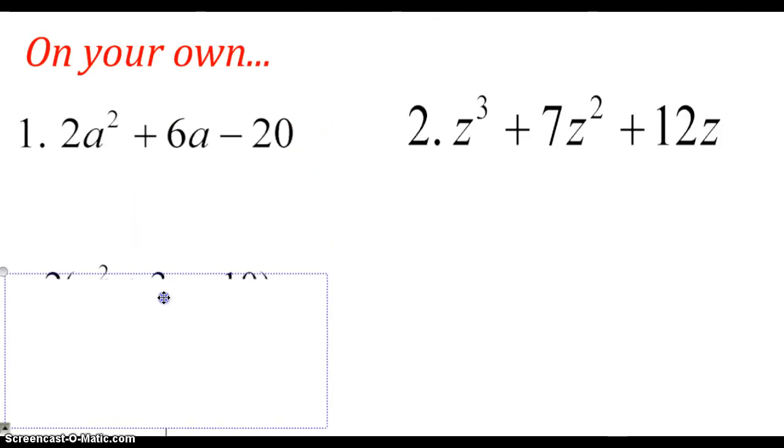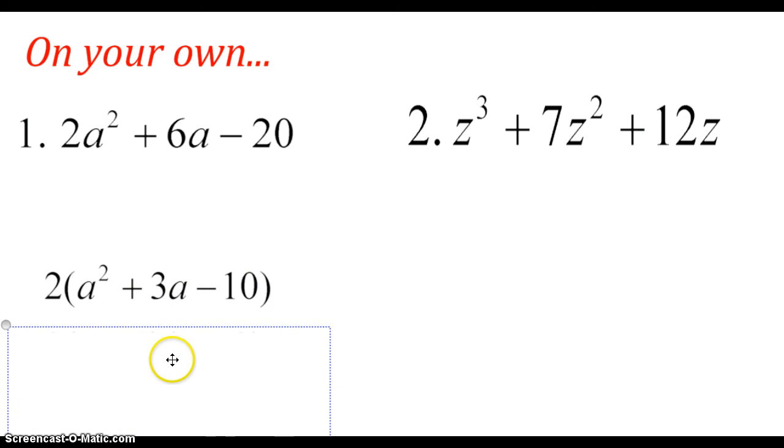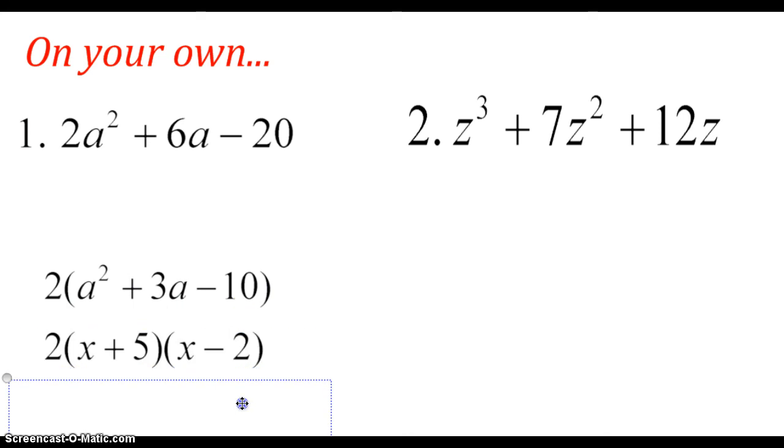So when I do this, I'm going to pull out the 2 first as a GCF. I'm going to be left with this trinomial. I need factors of 10, which are 5 and 2, that are going to get me a +3, though. So make sure these signs are correct. Obviously, that is probably the hardest part, is your signs.